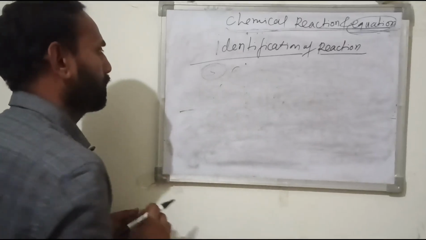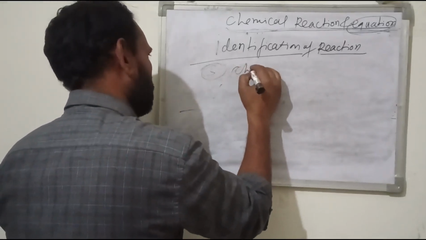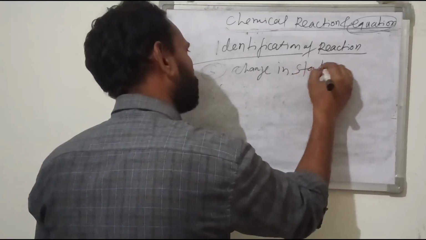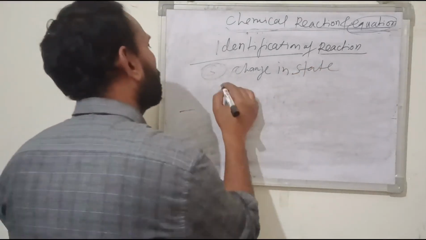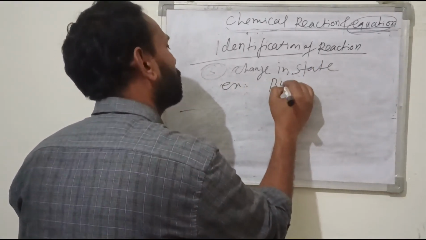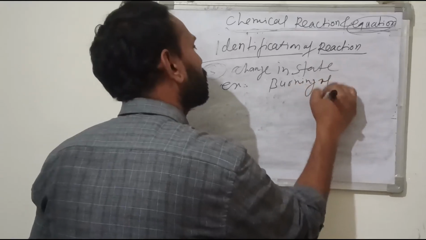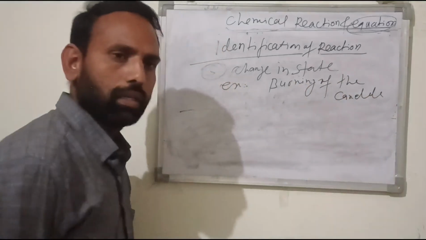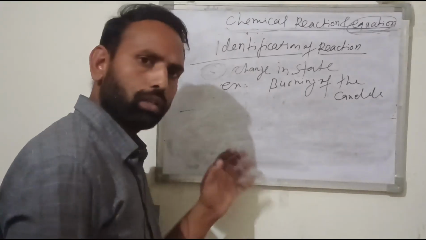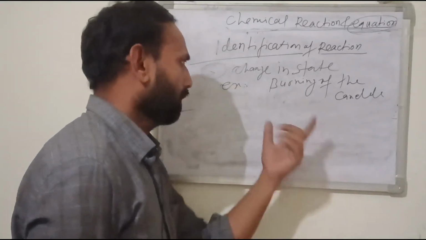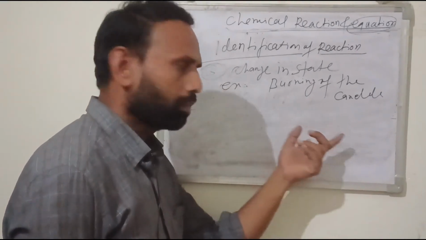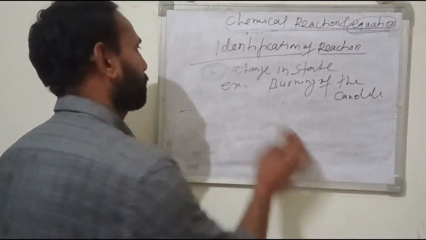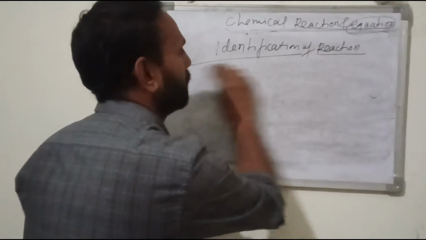Next one is the change in state. Change in state is very simple. You can give the example of the burning of a candle. Burning of the candle is an example of change of state. Before the burning, the candle is in the solid state. After the burning, the candle will be found in the liquid state. Okay, this is the change in the state. This was the identification of the reactions.